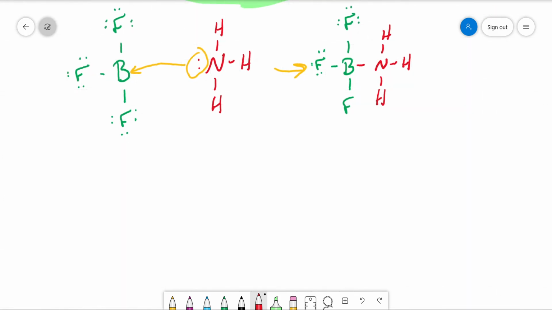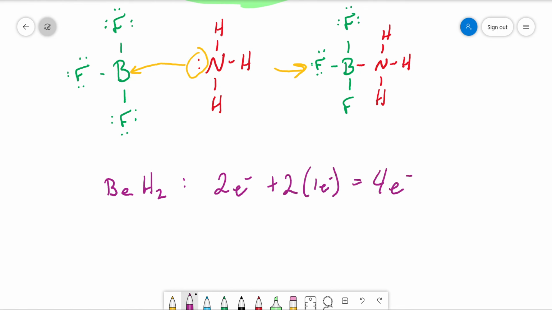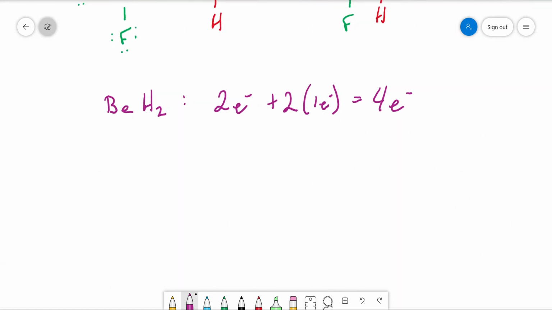Okay. Now, just one other example for electron deficient is BeH2. This is a highly, highly complicated Lewis structure. 2 electrons for beryllium, 2 hydrogens, 1 electron each, gives us 4 electrons. And let's see if we can do this Lewis structure. Boy, it's tough. Be, H, and H. There we go. That's it. Beryllium, again, electron deficient. It does not always have a full octet. And I think that's where we'll leave that, and we'll do expanded octets in the next video.